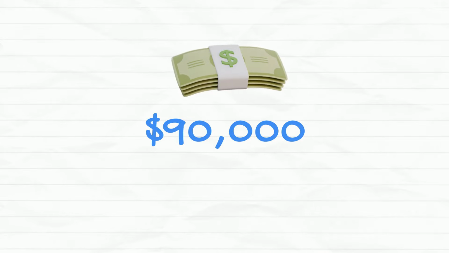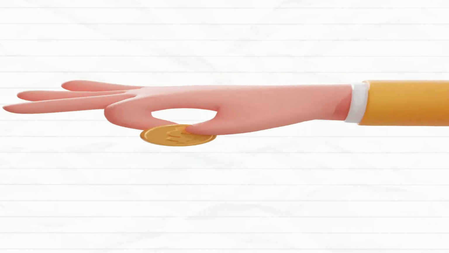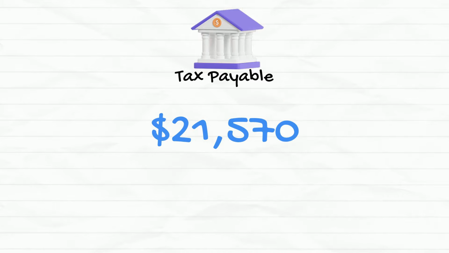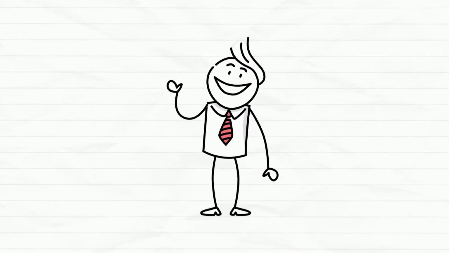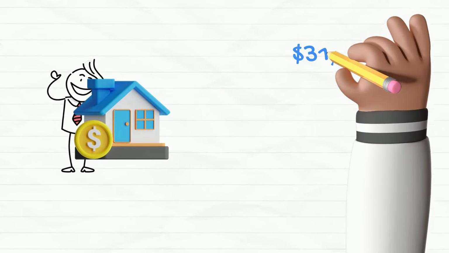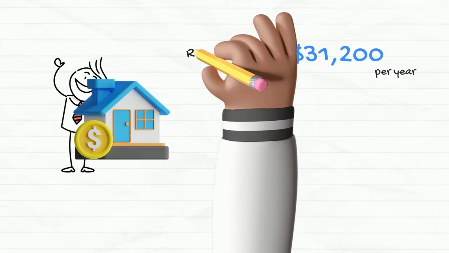Now, of course, George has to pay some tax on that, and his tax payable is $21,517. But George has an investment property, and that investment property gives him $31,200 per year in rental income.